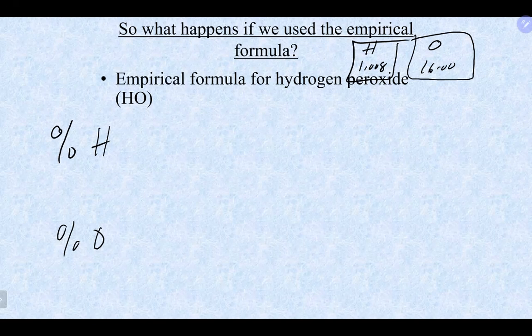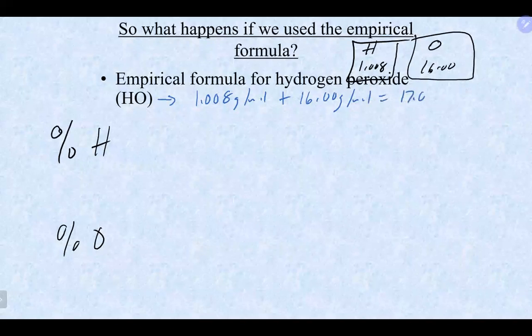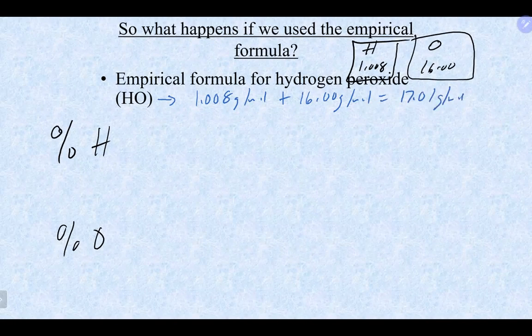Okay, so let's take a look here. Same approach, we would need the molar mass of just the empirical formula here, which would be 1.008 grams per mole for the hydrogen and 16 for our oxygen. That's going to be 17.01 grams per mole, I hope.